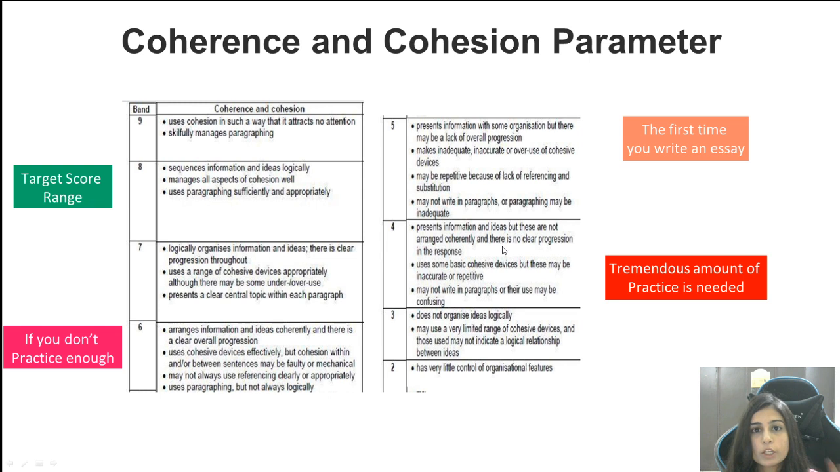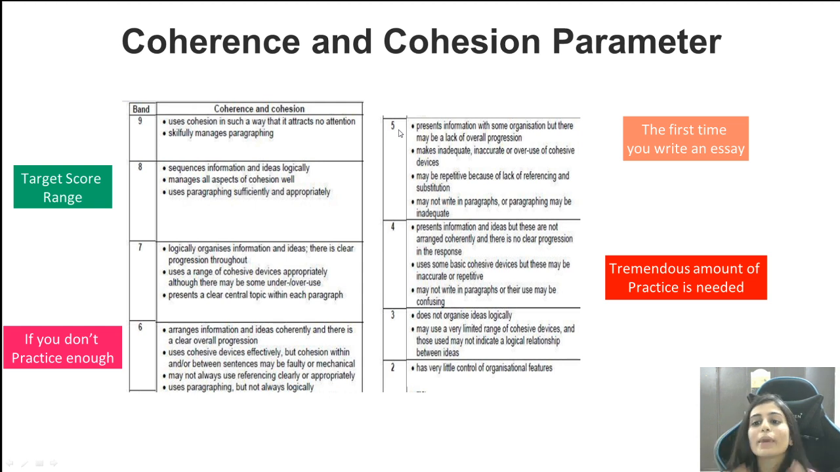So you should do the opposite of this. You should present the ideas in a clear manner, coherently, and the progression should also be organized and very clear. So uses some basic cohesive devices, but these may be inaccurate or repetitive. Again, no repetition is allowed, and inaccurate usage, so unnecessary usage, overusage, underusage, inaccurate usage, all these four things would attract the attention of the examiner and you will end up scoring way lesser than what you need.